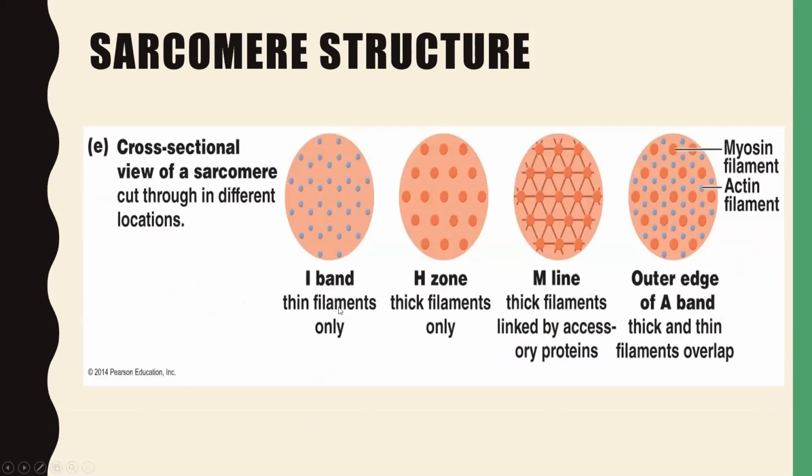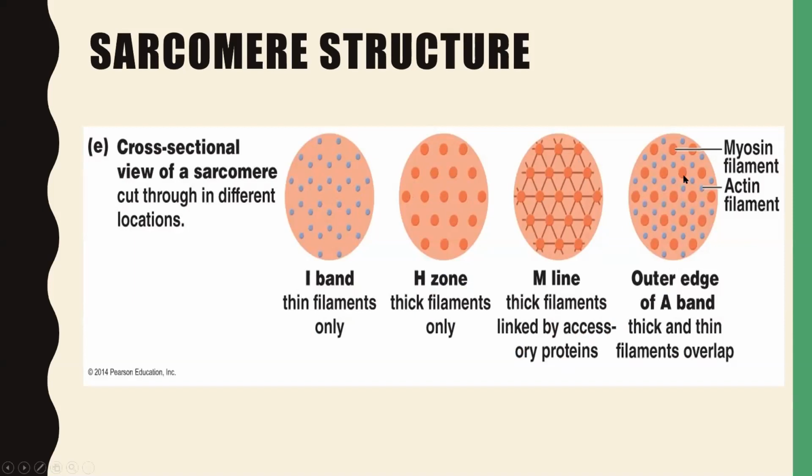So if we look just in the I-band, remember the I-band is light, and so it's only going to have thin filaments. So here are all of those thin filaments kind of forming circles around here like that. The H zone, because that's only thick filaments, we're just going to see this portion. Okay, so we'll just see thick filament and no thin filaments. The M line is what holds all of the thick filament proteins together, and so here are the linker proteins that are going to hold the thick filament together at the M line.